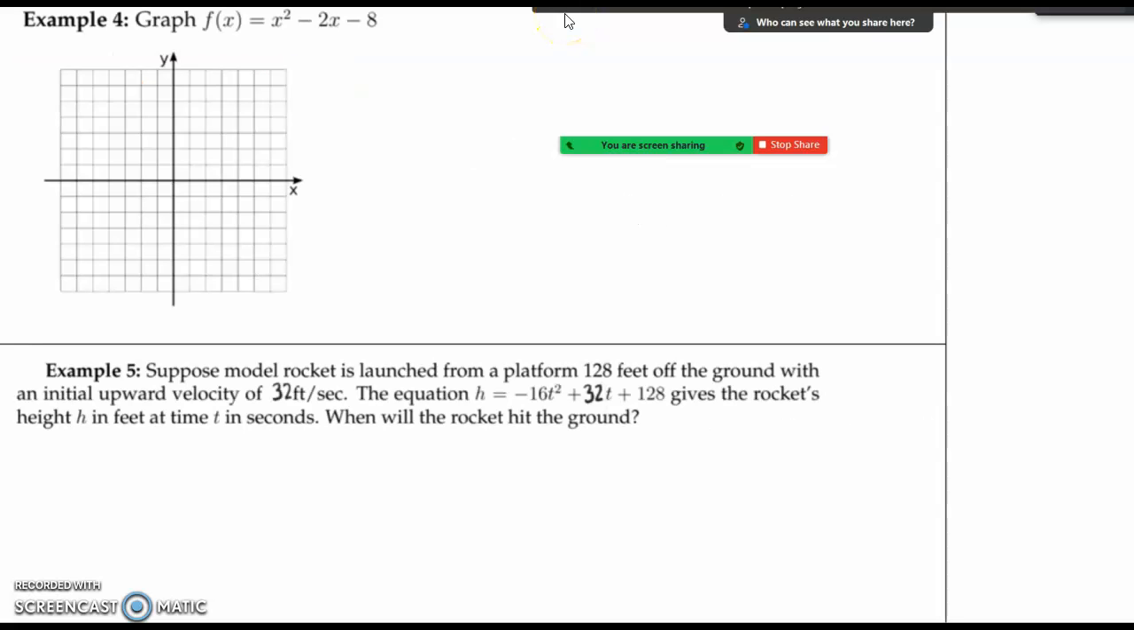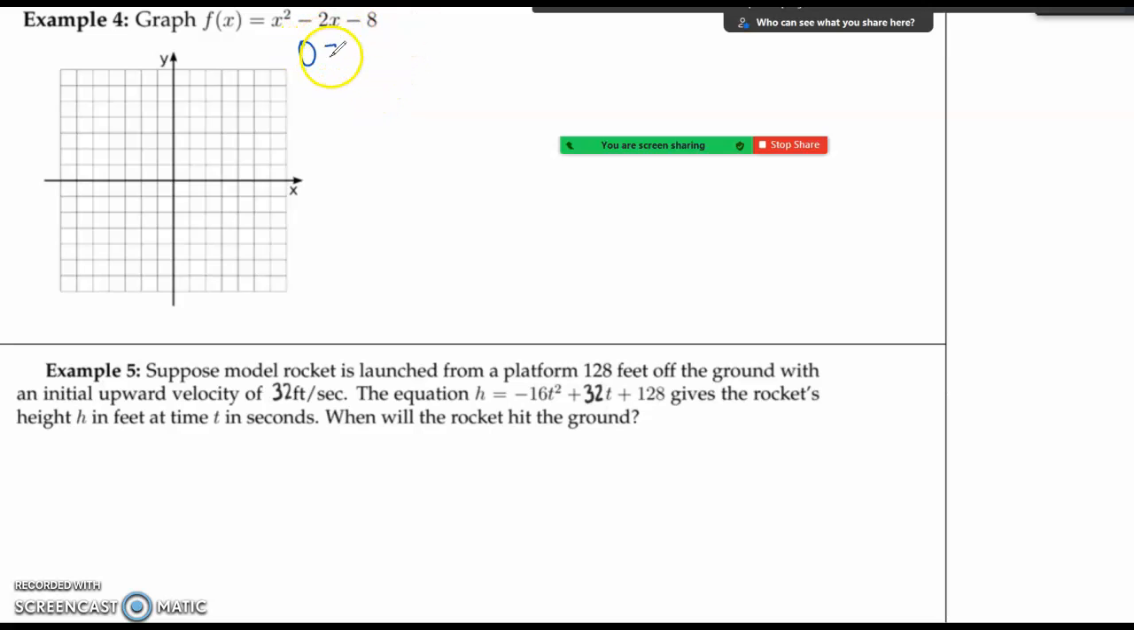Okay, this is the last little bit we need to do. We need to practice graphing these. This is in standard form, so we could find a vertex by doing negative b over 2a, etc. Or we could go by finding our zeros. So we're going to go ahead and find our zeros.